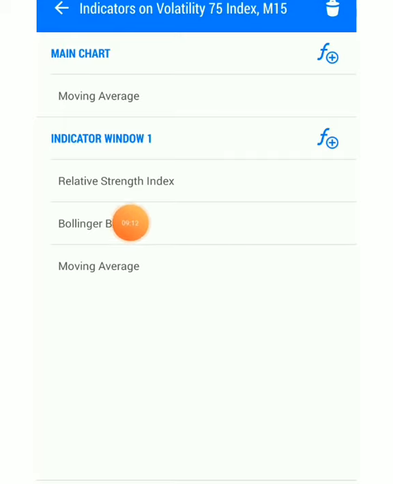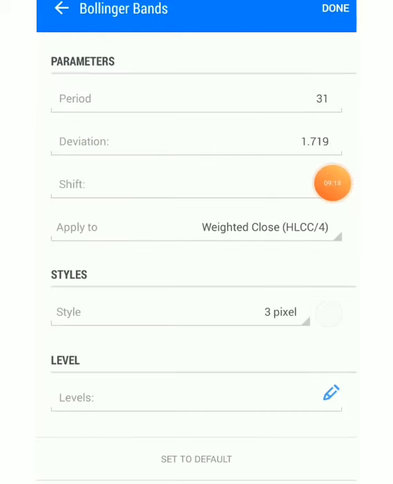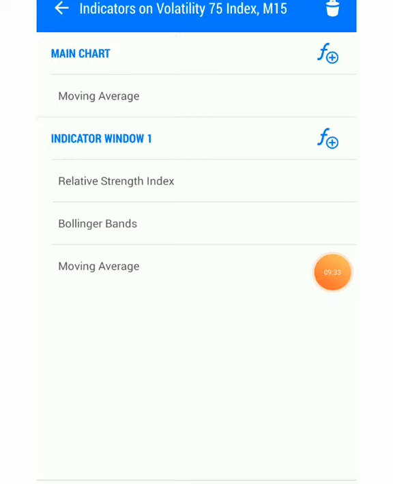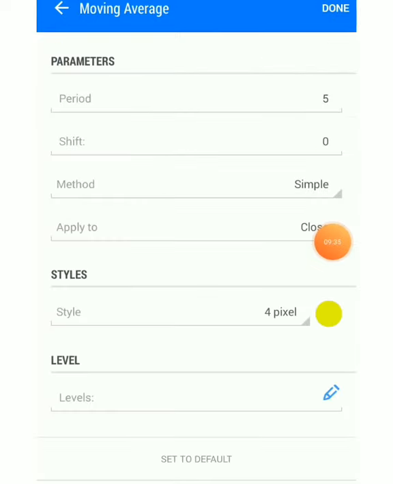We have the Bollinger Band. I will tell you what I use the Bollinger Band for. 31, we have deviation to be 1.719, shift 0, weighted close. You make it white, or whatever color you desire, but just let it not be your background color. No level. We have the moving average 5, simple, close, yellow, and done.